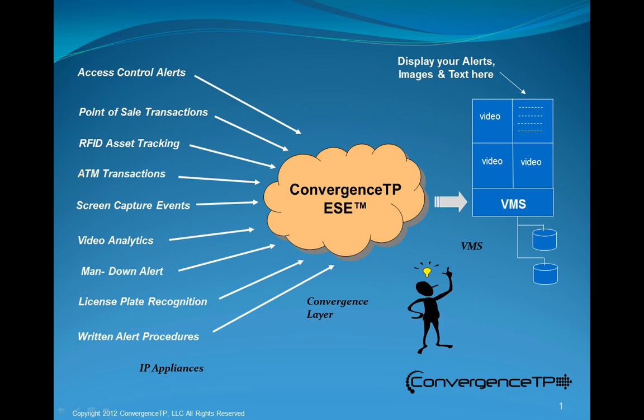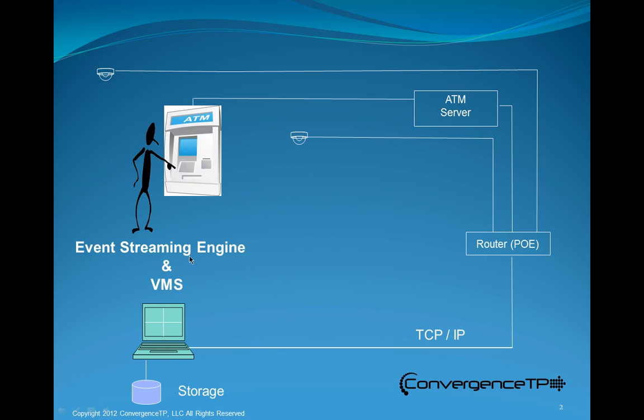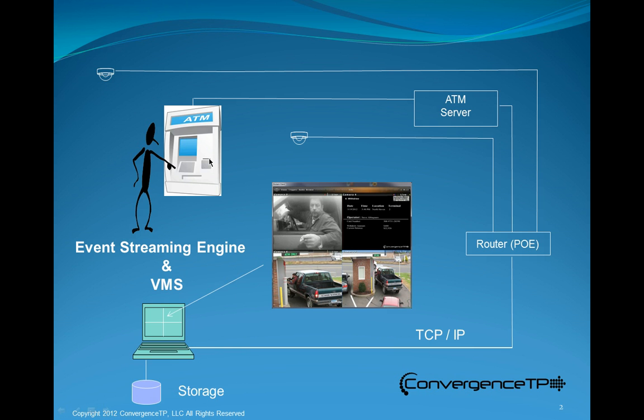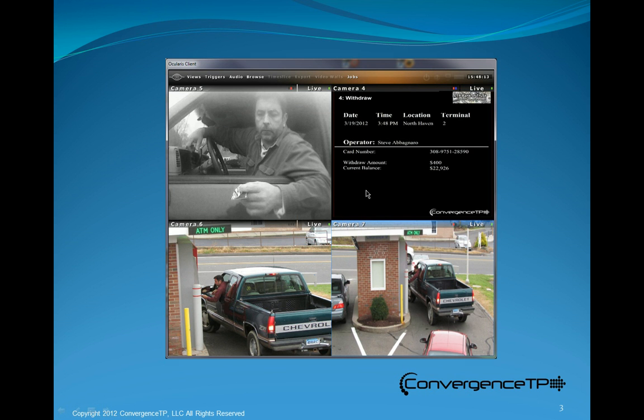Today's discussion we will be talking about ATM transactions. This next slide is a rudimentary drawing of an ATM system, and at the top you'll see the actual ATM machine, some network infrastructure, and then the VMS at the bottom. When there's an ATM transaction, that data is sent through the network, and a copy of it is then sent to the ConvergenceTP product. ConvergenceTP then takes that text and creates a compliant camera stream, which presents that textual information as a camera to the VMS system, in this case OnSSI.